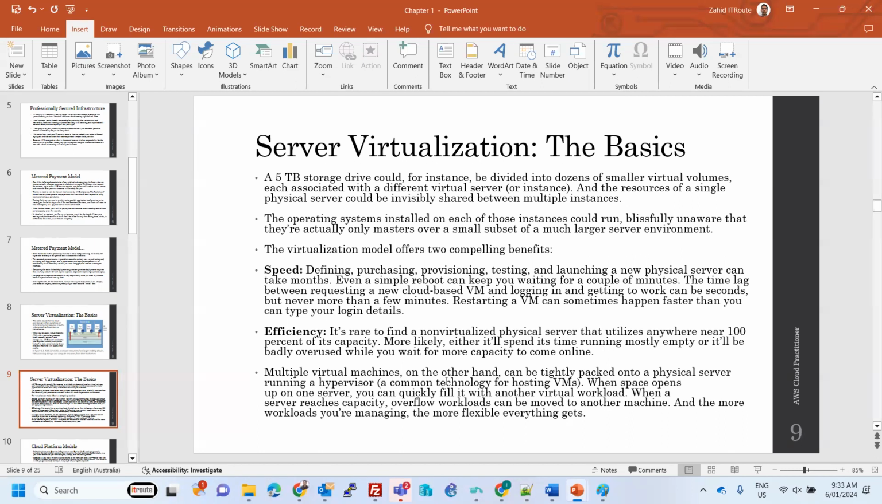Multiple virtual machines, on the other hand, can be tightly packed into a physical server running a hypervisor. When space opens up on one server, you can quickly fill it with another server's workload. When a server reaches capacity, overflow workloads can be moved to other machines. And the more workloads you are managing, the more flexible everything gets. So if more resources are required or if virtual machines are filled, it will run from another server.